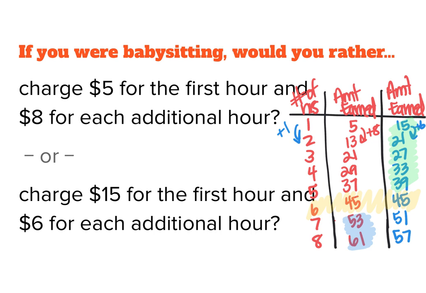So let's think about that. When I'm looking at these two scenarios, I'll say the first one is scenario A, and the second one is scenario B. Scenario A is the better choice if I'm going to babysit for more than 6 hours. Scenario B is the better choice if I'm going to babysit for less than 6 hours. If I'm babysitting 6 hours, the amount that I'm going to earn is going to be the same.